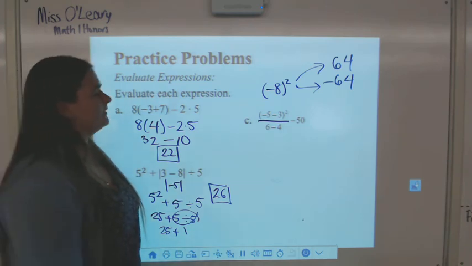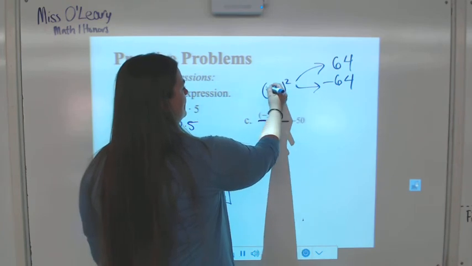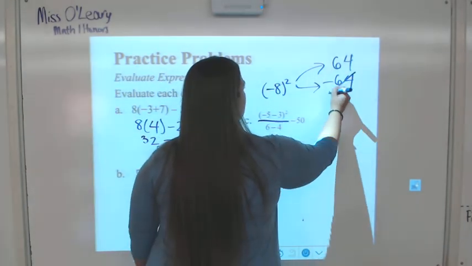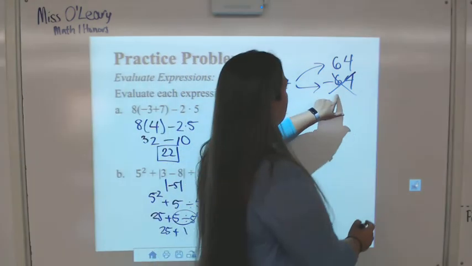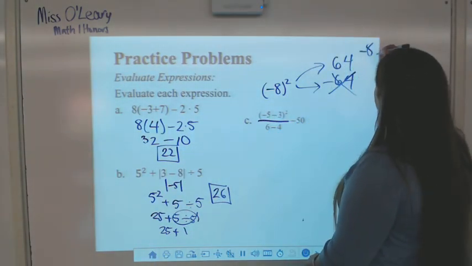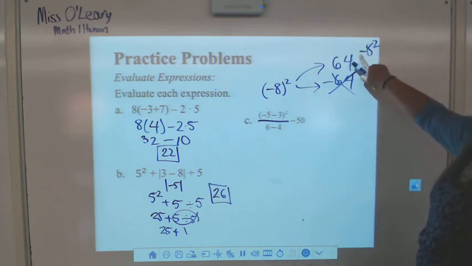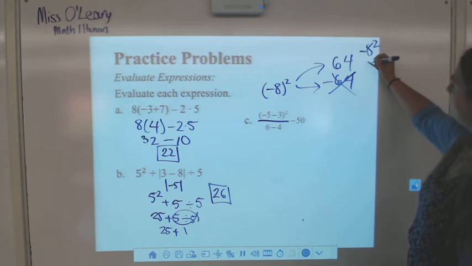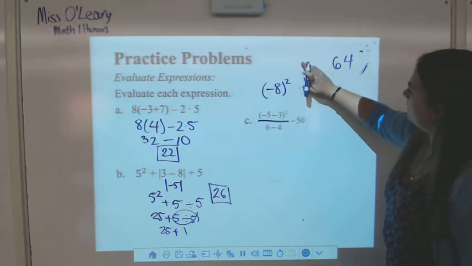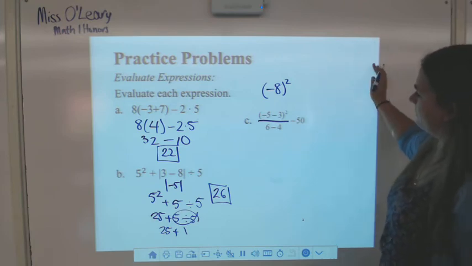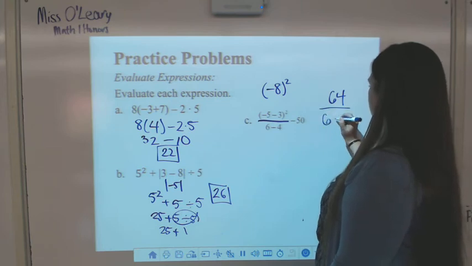In this case here, that exponent tells me -8 times -8. Those parentheses tell me that it's everything inside. So negative times a negative is a positive. I get positive 64. To get -64, if I had -8 squared, this would tell me 8 squared, and then take the opposite. So this one would be equal to -64. But in this case here, we have positive 64. Everything else stays the same.